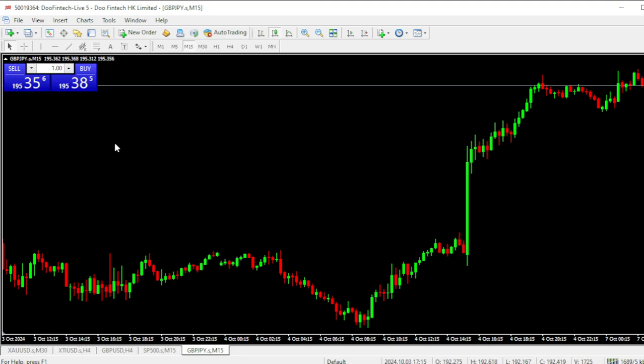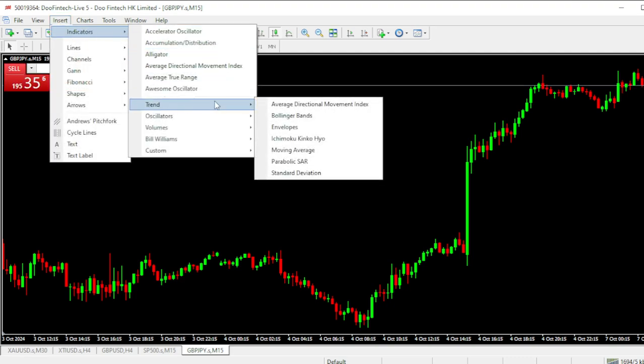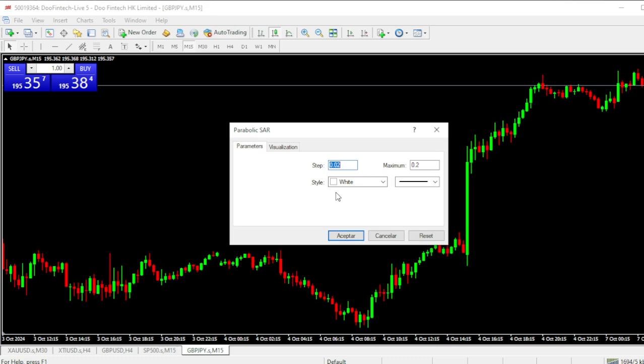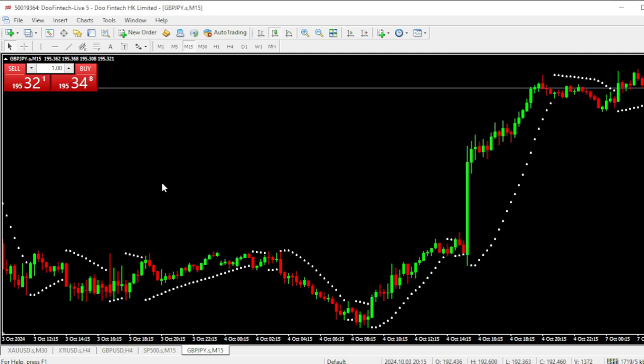At first, we are going to search in this upper left option that is called Insert. You just click Indicators, Trend indicators, and click on the Parabolic SAR indicator, right? So you just click, and some options will appear. In this example, I use the white color because I have a black background. I'm going to use the second option. The numbers you will keep just like that, don't modify them, right? So just accept that.